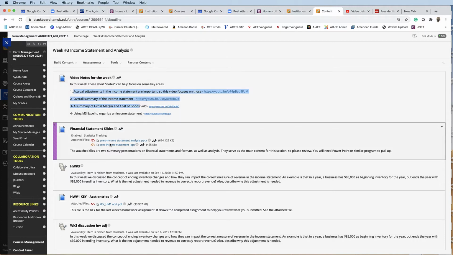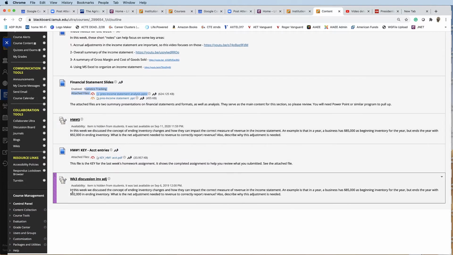Also in this week, we've got an income statement analysis. It talks about how to review an income statement. That is also going to be an important part of some slides that you could get. These slides may be easier for you to just print out the set of slides and have that as a set of notes. Let's go down here and also look at the discussion that I ask.